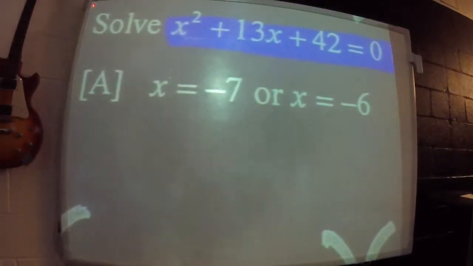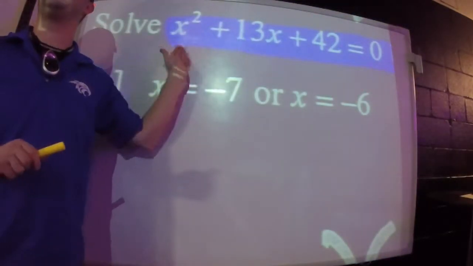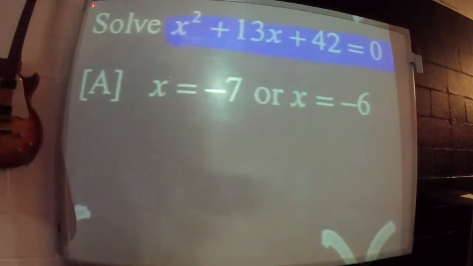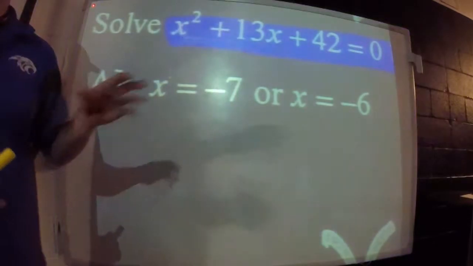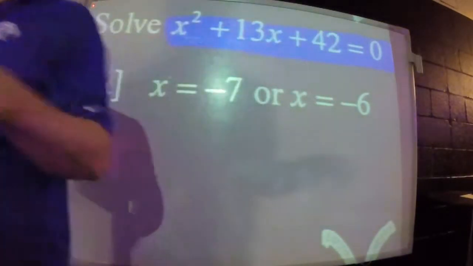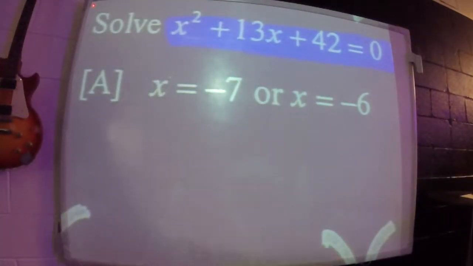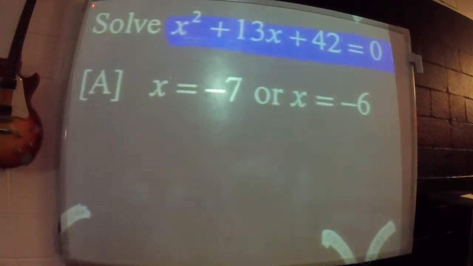How is your brain going to register that the thing that you're looking at is a quadratic? It has an x squared. And then it's an equation because of what? It has an equal sign. So that's how you know what you're looking at is not just a math equation, it's actually a quadratic equation.